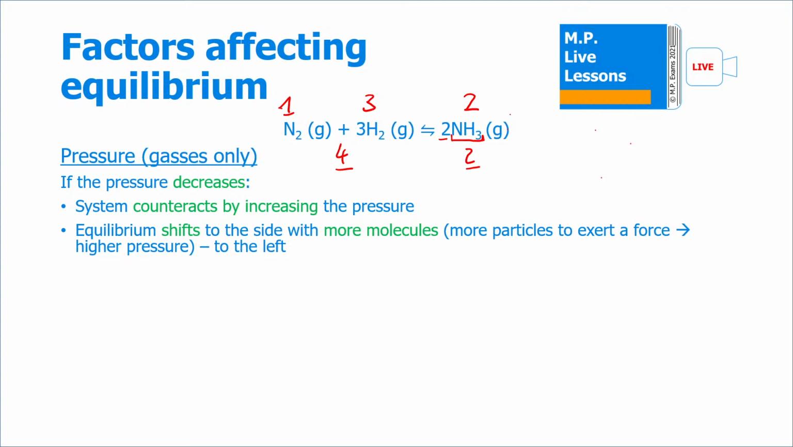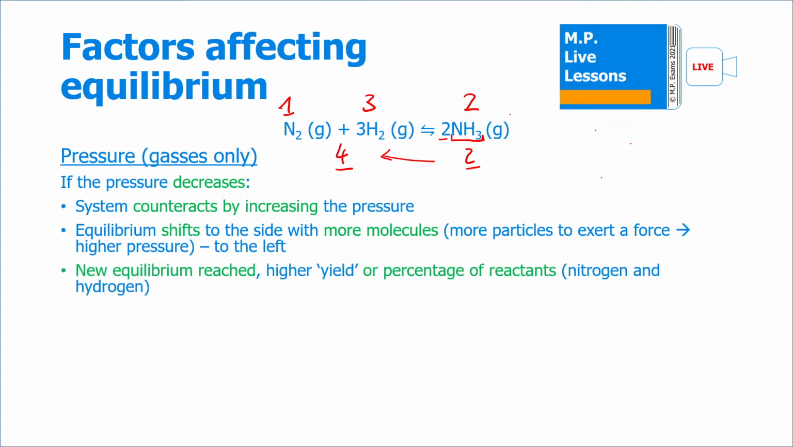So if we want to increase the pressure again, we need to produce more molecules, and this means the backward reaction happens much faster to produce more molecules. That will produce more particles to exert a force, and that means a higher pressure. So that means the equilibrium shifts to the left. So that means eventually we reach a new equilibrium. That's something I forgot to say on those previous two slides. This shifting keeps happening until a new equilibrium is reached.